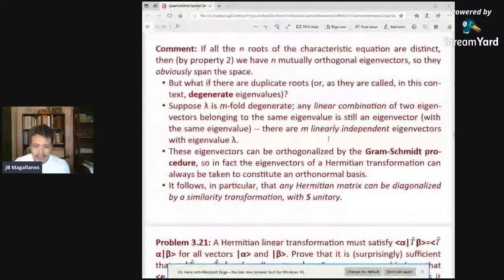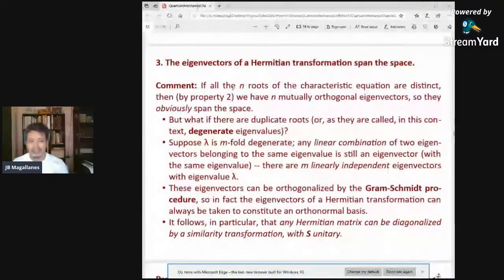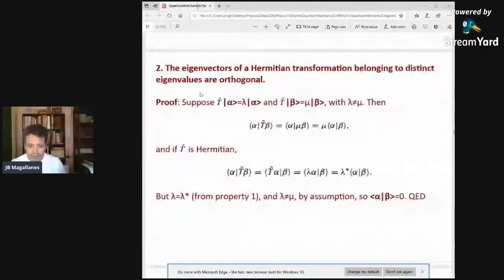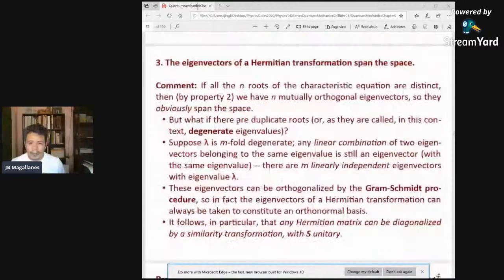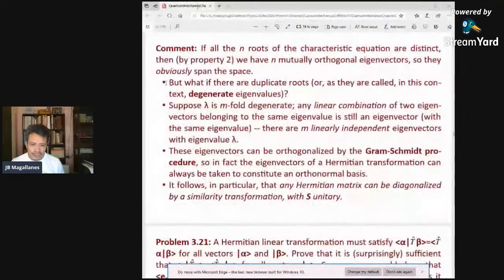So let me just read the comments here. If all the n roots of the characteristic equation are distinct, then by property 2, which is this property, we have n mutually orthogonal eigenvectors. So they obviously span the space if the roots are distinct. So that's the comment. Now, the question is, what if there are duplicate roots?